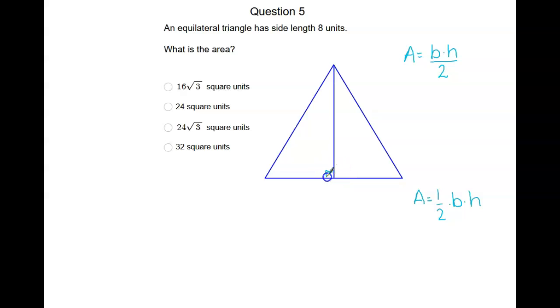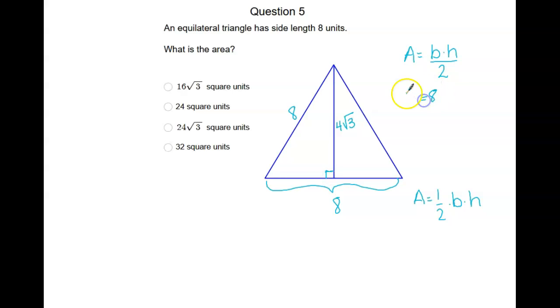So we know that the altitude has to be perpendicular to the base. So we have the height and we have the base, and they're perpendicular. If the equilateral triangle has a side length of 8 units, then this distance right here is 4. The only reason we need to know that length is to get the height of the triangle, which would be 4 square root of 3. But the base of the triangle is not this part right here, it's this whole piece right here. So the base of the triangle is still 8.